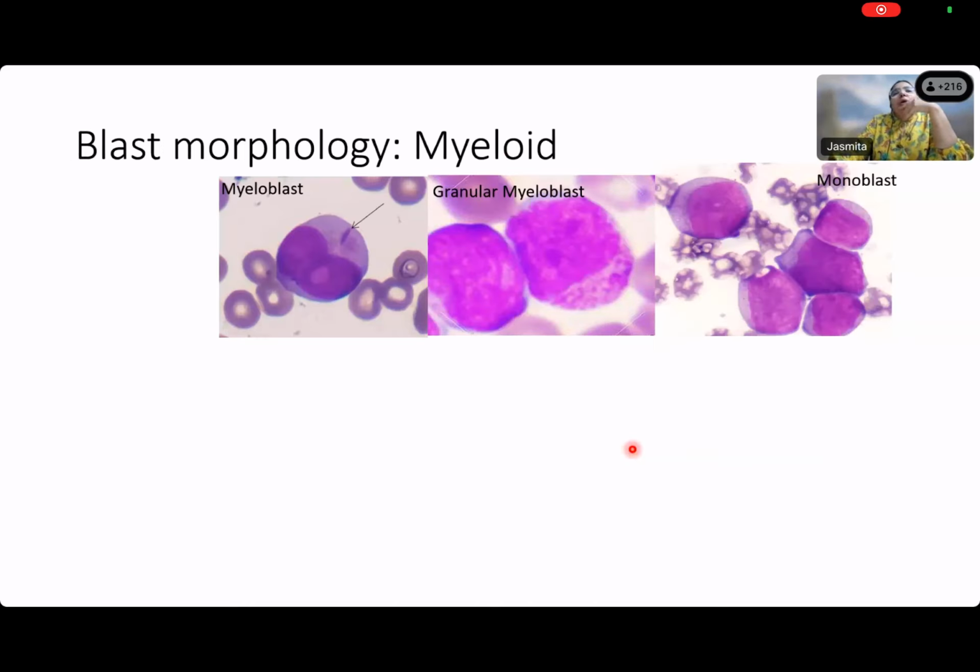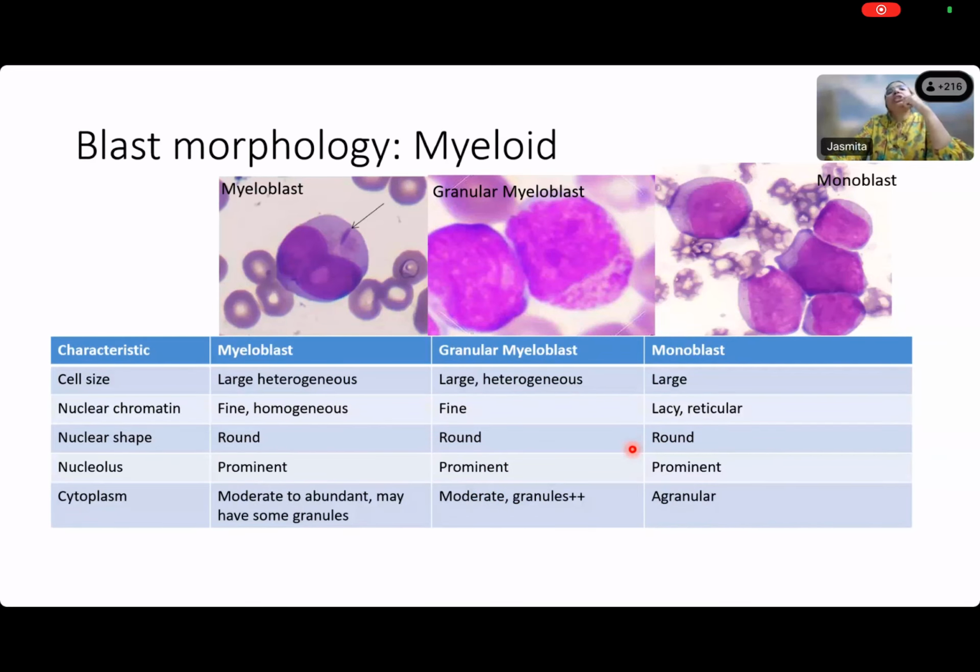When we talk about the myeloid blast, they can either be the conventional, relatively agranular myeloblast, and this Auer rod is the sine qua non of a myeloid blast. In addition to that, you can have granular myeloblasts with 20 or more granules in the cytoplasm. Monoblasts, on the other hand, are usually agranular, but when you look at the chromatin of myeloblast and monoblast, you see that in a monoblast, the chromatin is much more lacy and reticular.